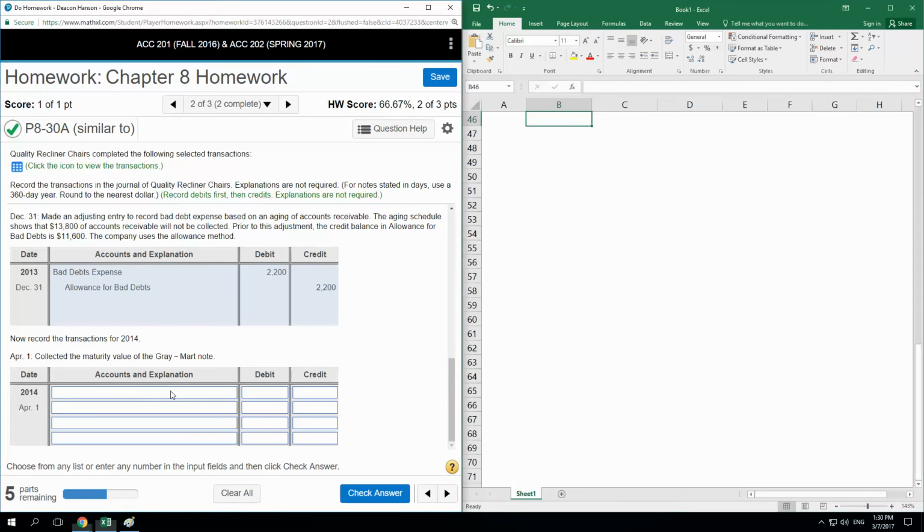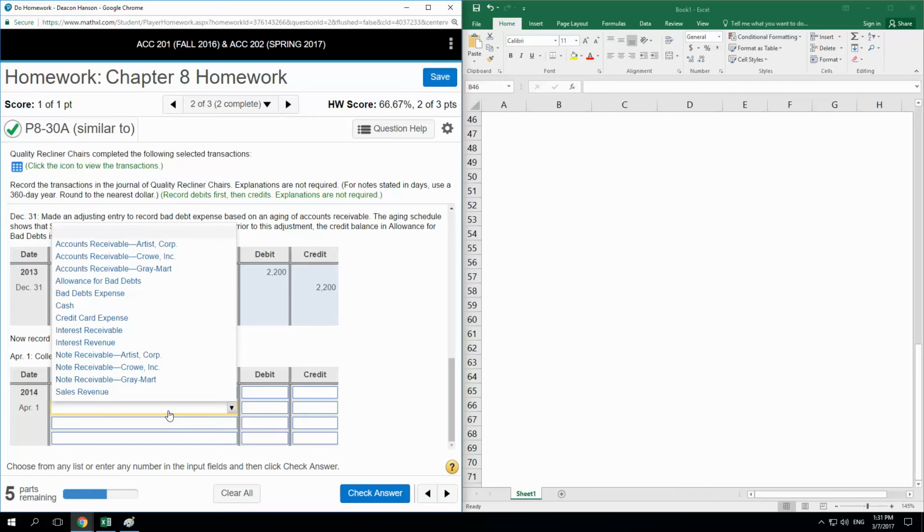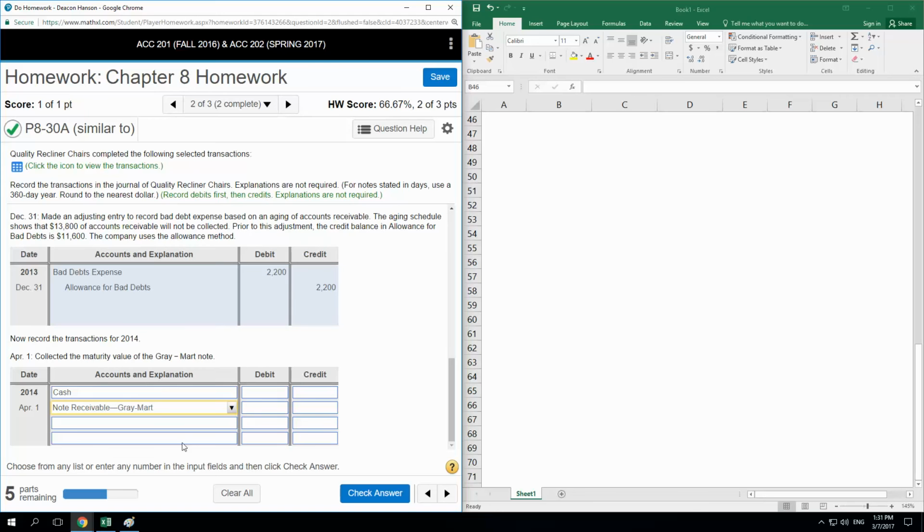So what's going to happen is we're going to make a collection, right? And the first thing we're going to collect, we're collecting all of this at the same time, but if you want to think in logical order here, we're going to collect the gray marked note receivable, the principal. We're going to collect 38,000, right?